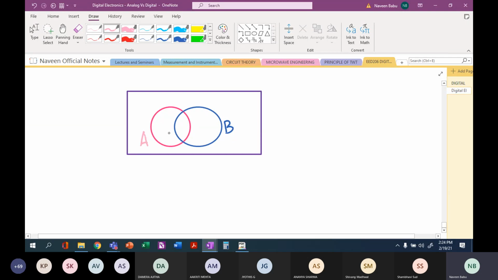Now, let me highlight. What does this particular section correspond to? This larger portion is A with B removed, only this particular part with B removed. So I can write it as A B bar, the negated value of B. Similarly, what is this particular portion I've just highlighted here? This portion corresponds to B with a complemented A. So A bar B I can write.